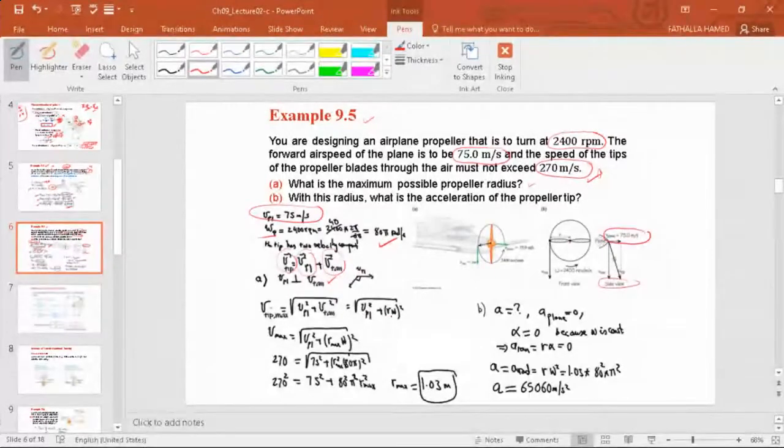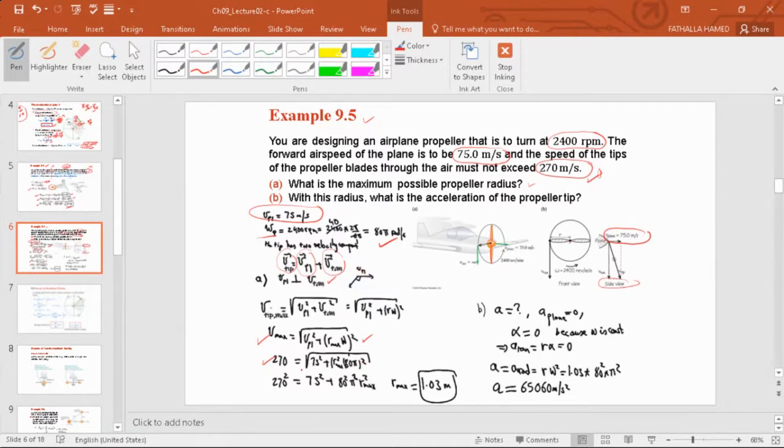So it will be V of the plane squared plus V tangential squared, and V tangential equals r omega. So it's (r omega) squared. Your V max here will be the square root of V of the plane squared plus (r omega) squared. This will be maximum when r is maximum, so r max times omega. The maximum should be 270 meters per second. Speed of plane is 75 meters per second. R max, and omega is 80 pi.